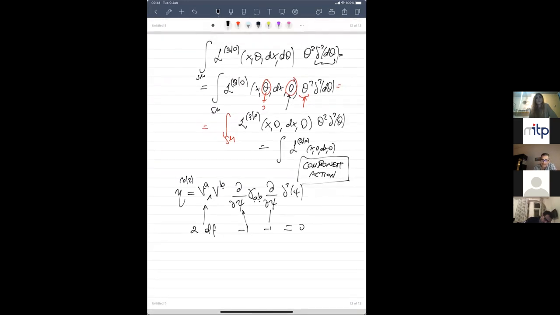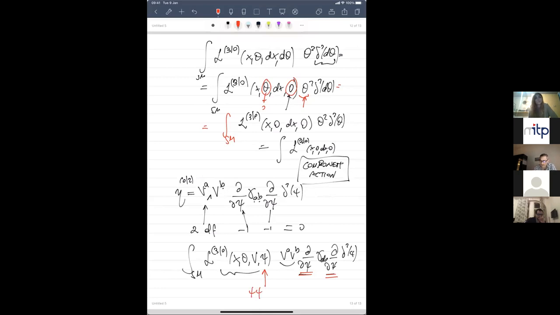Now, what happens if I plug this expression in my action? If I take this calculation again, let me now write down in terms of x, theta, V's and psi's, and then here plug V^A, V^B, derivative with respect to psi, gamma AB, derivative with respect to psi, delta two of psi. Now here you see, I already have two V's. So this means I have to extract from this expression one single V. And now here the two derivatives with respect to psi, and by integration by parts, I have to extract from this expression something which is proportional to psi. So I have to perform all these calculations.